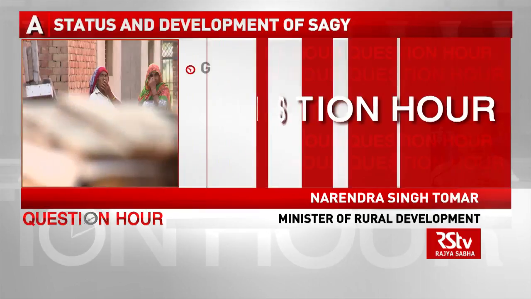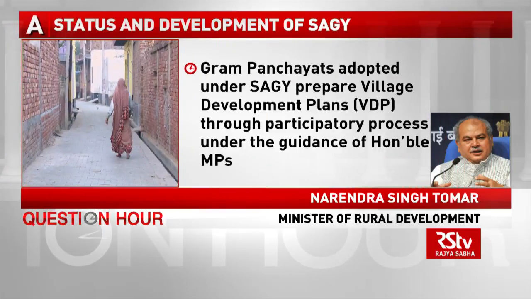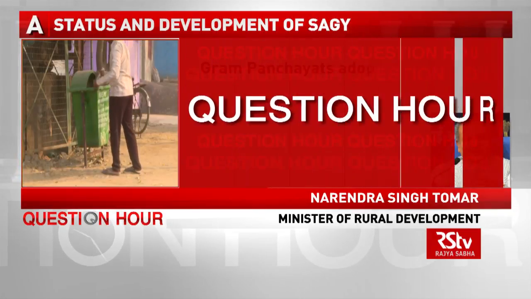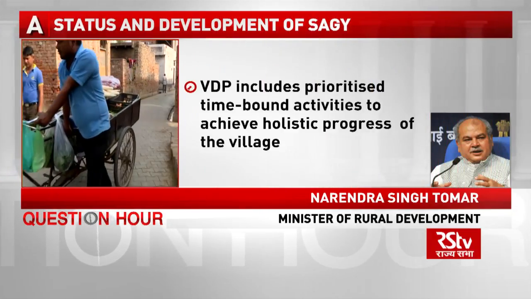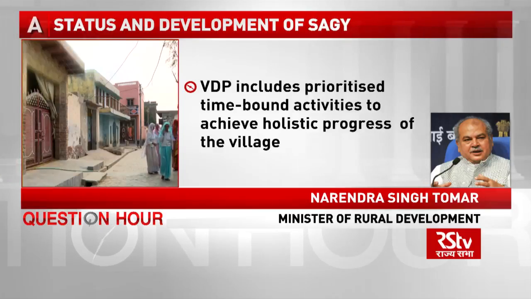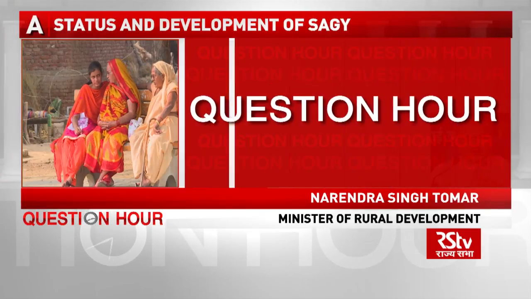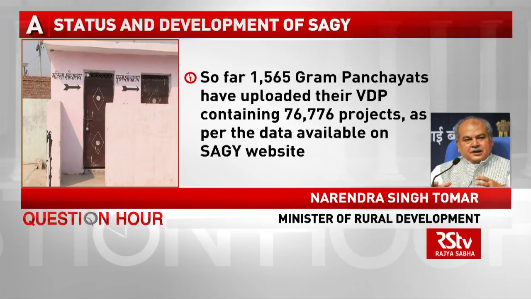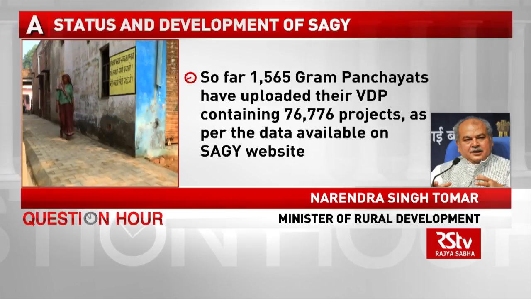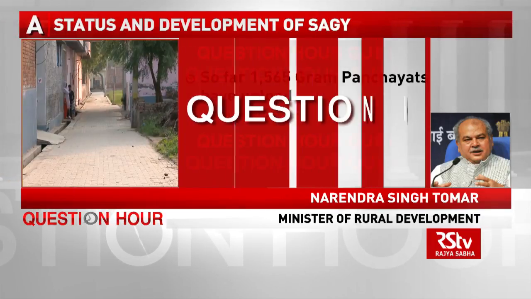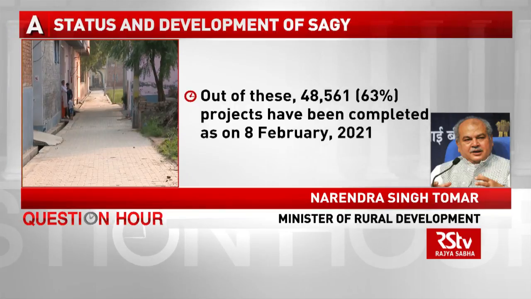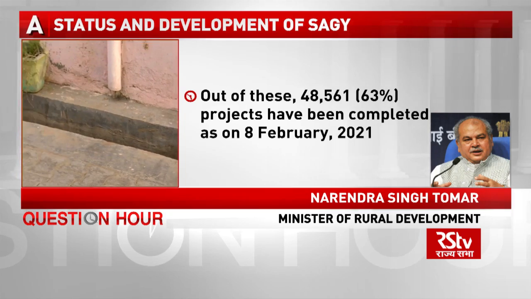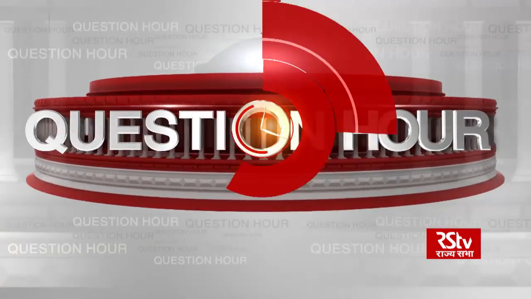The gram panchayats adopted under this scheme prepare village development plans through a participatory process under the guidance of honourable members of parliament. The VDP includes prioritised time-bound activities to achieve holistic progress of the village. So far, 1,565 gram panchayats have uploaded their VDP containing 76,776 projects as per the data available on the website. Out of these, 48,561, which is 63% of the projects, have been completed as on 8th of February 2021.